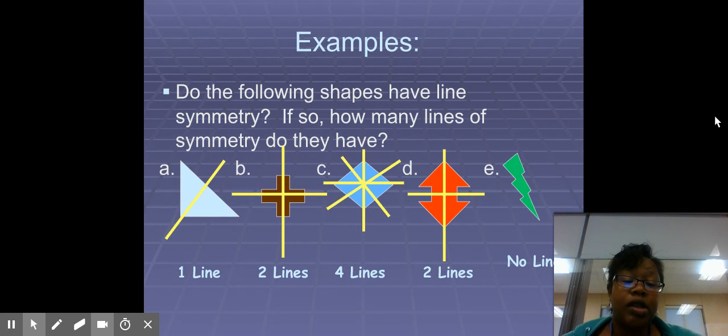All right, so that's our lesson on symmetry. You will have some examples to do in just a couple of minutes, and they'll be in your Google Classroom.